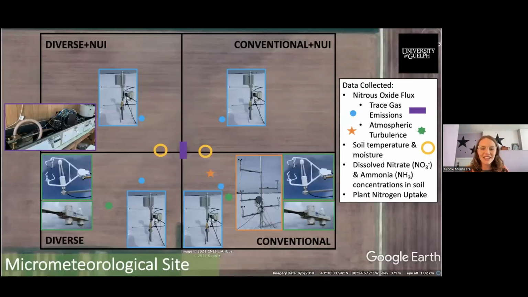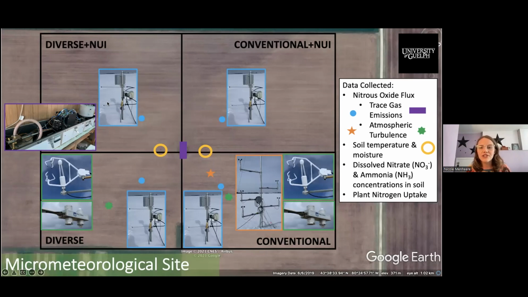I'm just going to quickly go over our micrometeorological site where we quantify the nitrous oxide flux. We use the flux gradient method to quantify this nitrous oxide flux. In order to do that, we need to collect trace gas emissions, which are collected by our intakes in light blue there. We also need to get the concentration of those trace gas emissions at two known heights. We use a tunable diode trace gas analyzer in purple, and it's located at the center of the plot.